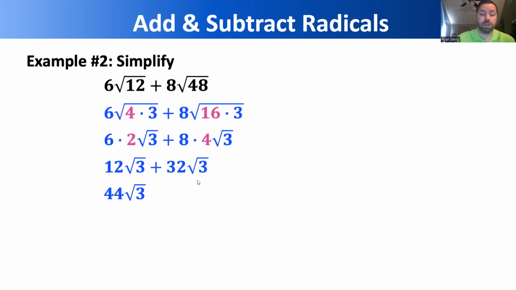So as long as the numbers under the radical are the same, you can add the numbers in front, or subtract if it's subtraction. If they're not the same, you can't put them together. That's the big idea from this lesson.